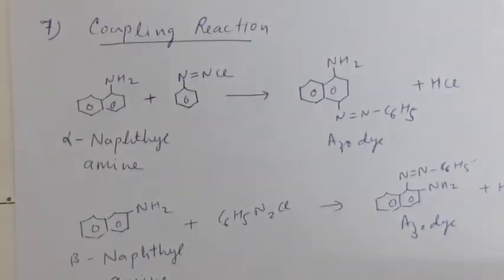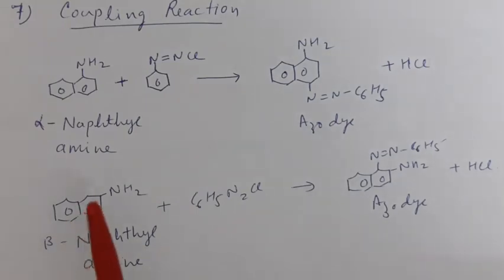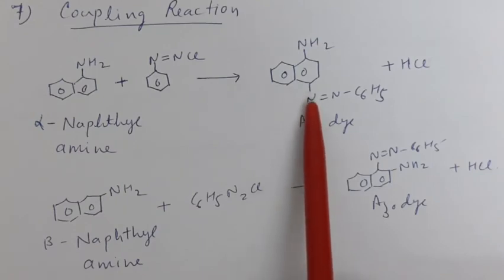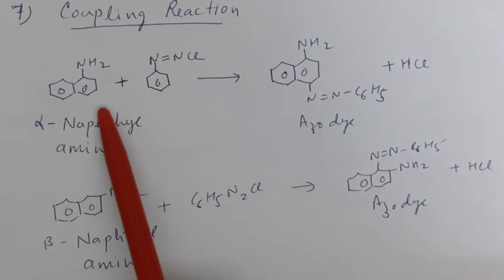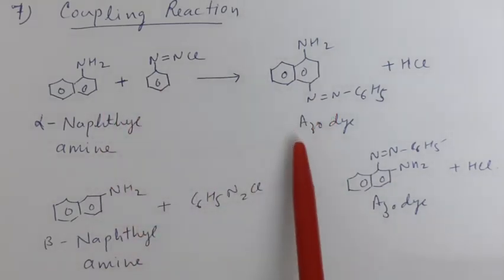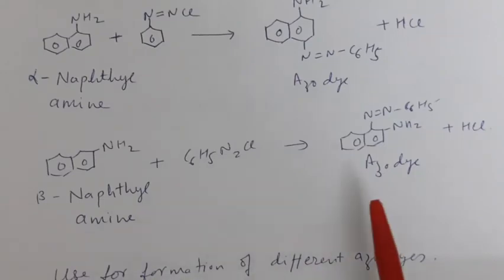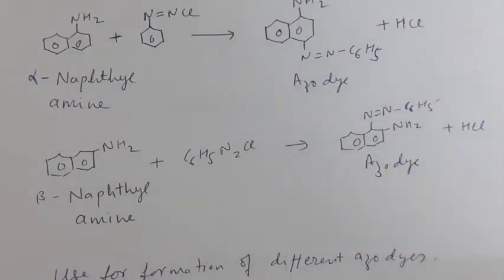It also undergoes coupling reaction. The alpha naphthylamine reacts with benzene diazonium chloride, then the azo dye is formed at the para position. The coupling takes place at the para position. HCl is removed, and this substituted compound, the azo dye, is formed. With beta naphthylamine, again the azo dye is formed, and the azo group is attached at the number 1 carbon.